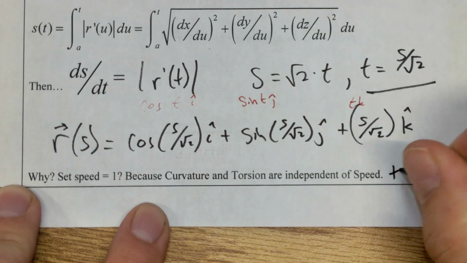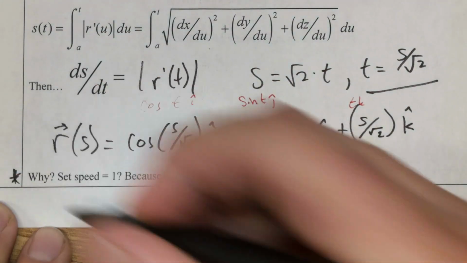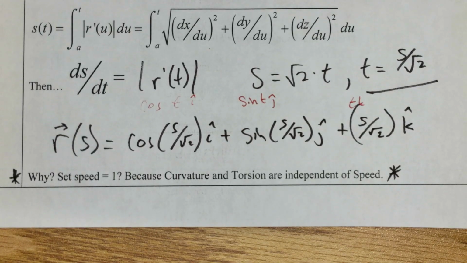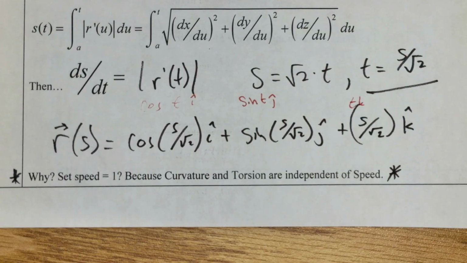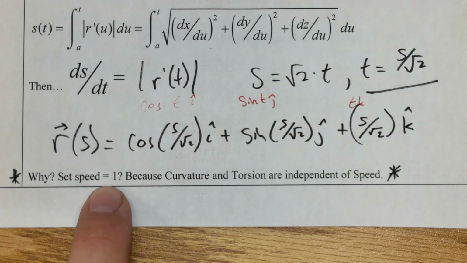And like it says down here, notice curvature and torsion are independent of speed. So that's why we set that speed equal to 1. Again, it helps us normalize this stuff. It takes away some of the, how do you say, the yucky realities of physics that get washed over when we force speed to be equal to 1.